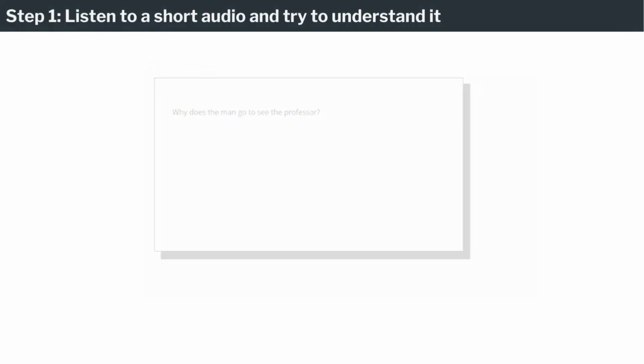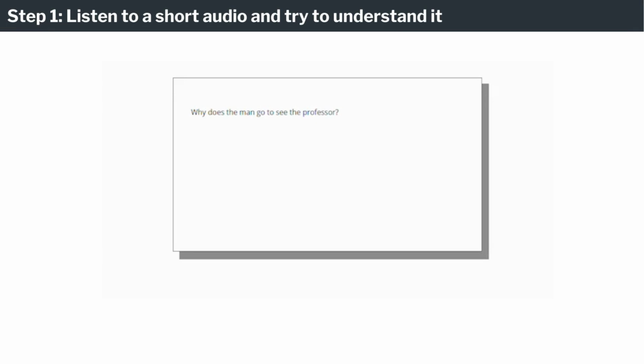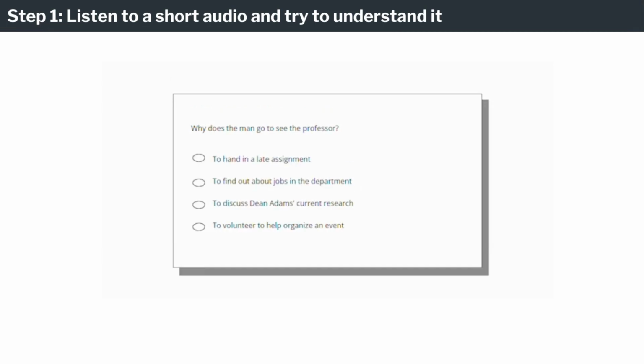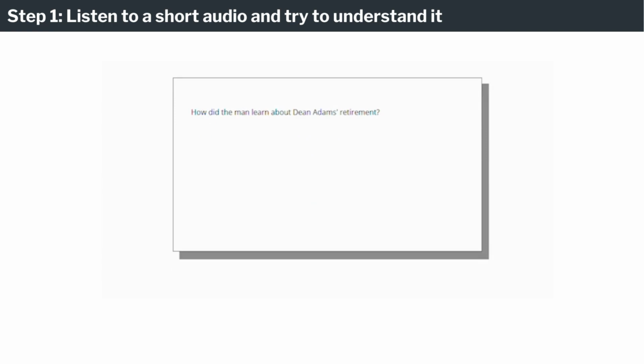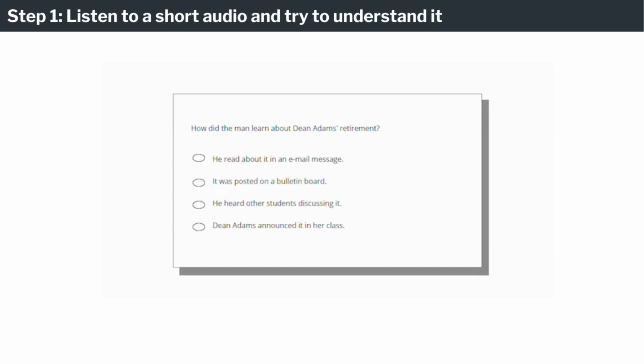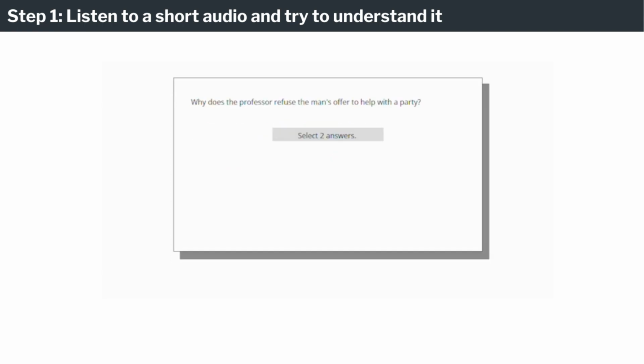Okay. Why does the man go to see the professor? How did the man learn about Dean Adams's retirement? Why does the professor refuse the man's offer to help with the party?